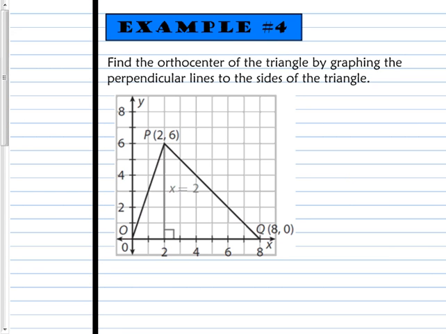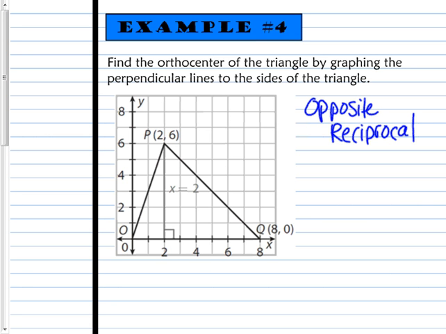Okay, now for the most work that we have to do, examples 4 and 5 require some math, and we're using some graphs. We're going to find the orthocenter of the triangle by graphing the perpendicular lines to the sides of the triangle. So we have 3 sides. We have OP, PQ, and QO. And we find the orthocenter by graphing the lines that are perpendicular to those sides. And we talked about what perpendicular lines need. Perpendicular lines need slopes that are opposite reciprocals. So when we are looking for the orthocenter, remember, according to your notes, orthocenters are when we're dealing with altitudes, and those are perpendicular lines.